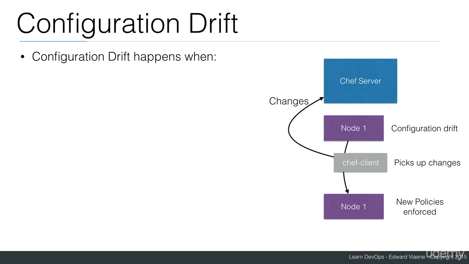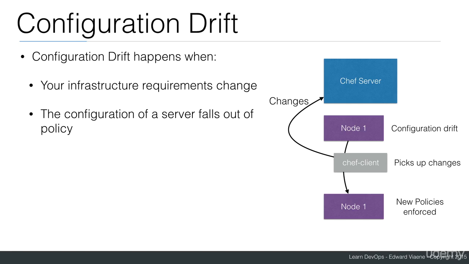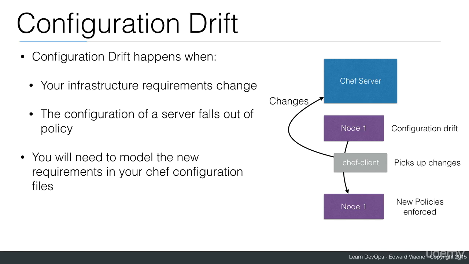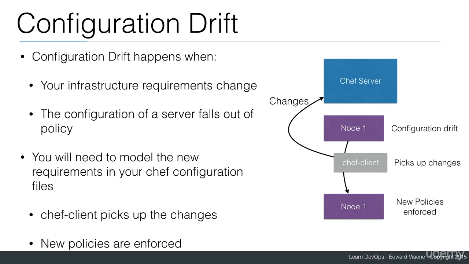Another concept is configuration drift. Configuration drift happens when your infrastructure requirements change, and the configuration of a server falls out of policy. You will then need to model the new requirements in your Chef configuration files and send them to the Chef server. Chef client will pick up those changes, and the new policies are enforced.